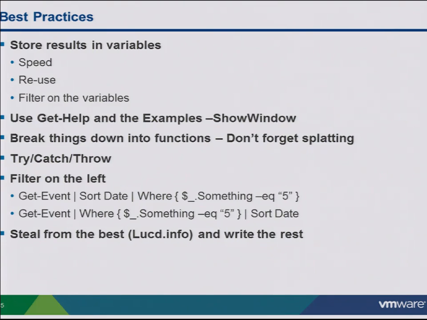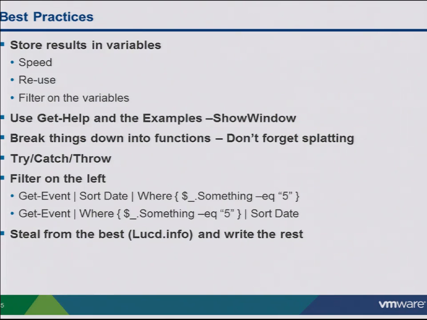Okay, this is the example with Get-Events. It's always important to filter on the left. You see those two lines: the first one is an example of bad coding, between brackets of course, and the second one is a better implementation of the same thing.